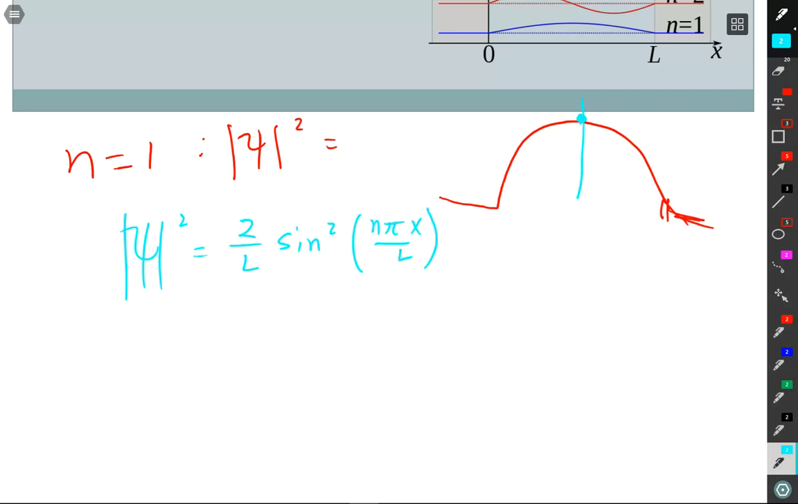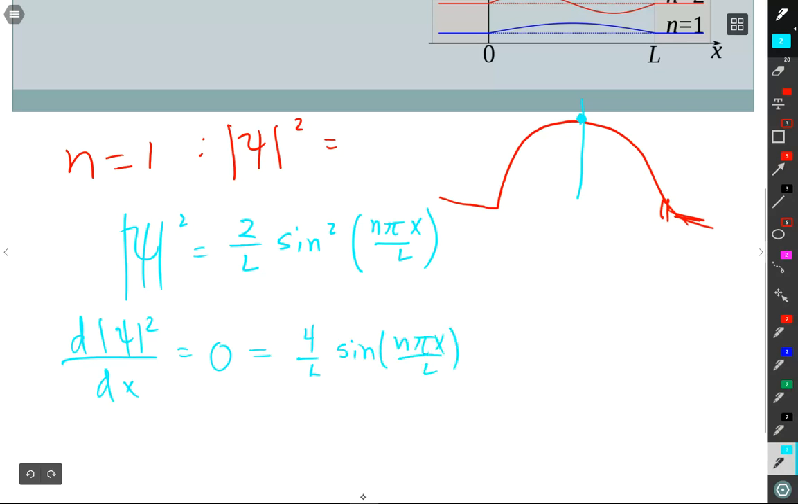And so if I take the derivative of this, and set it equal to zero, that would tell me where the most likely place is. So the derivative of this would be something feels wrong about this because, that's okay.